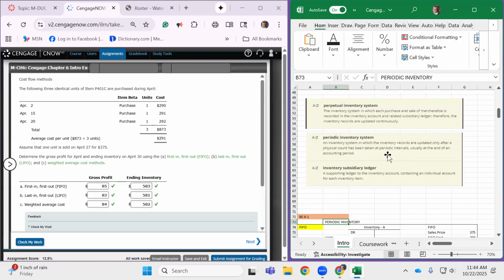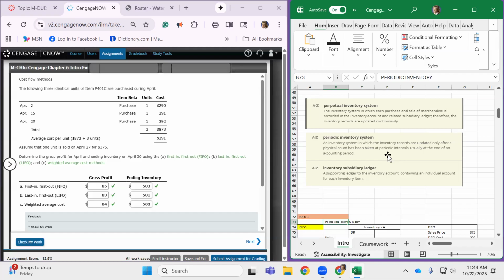I'm going to read it straight from the book. Periodic inventory: the inventory records are updated only after a physical count has been taken. So you don't try to remove anything from inventory, even when you have a sale. You just let it fall out the way it's going to fall out at the end of the month or the end of the quarter, where we do the physical count.